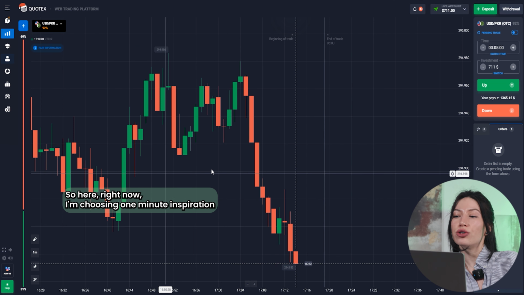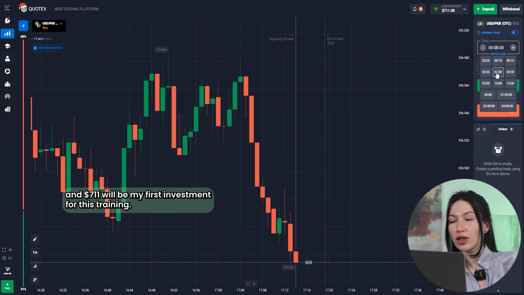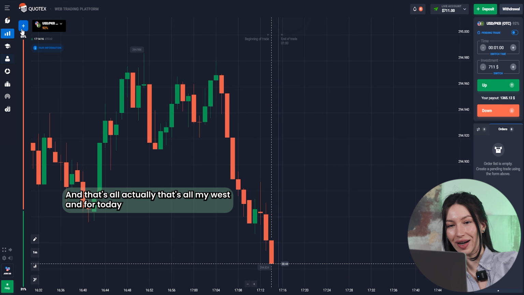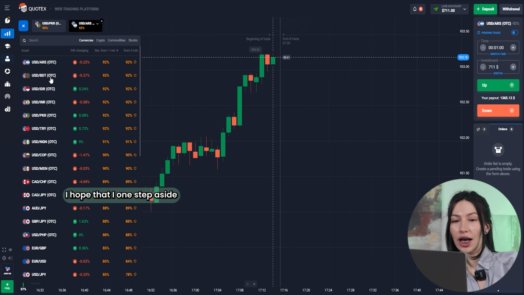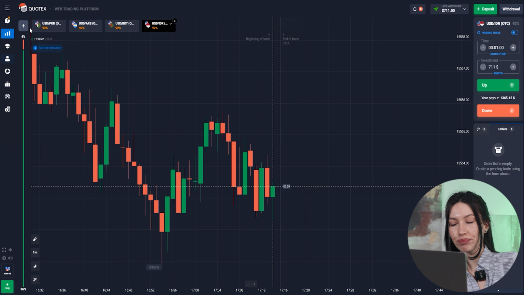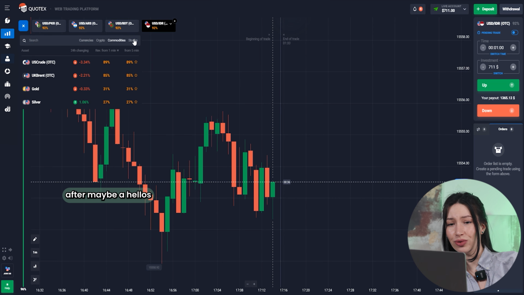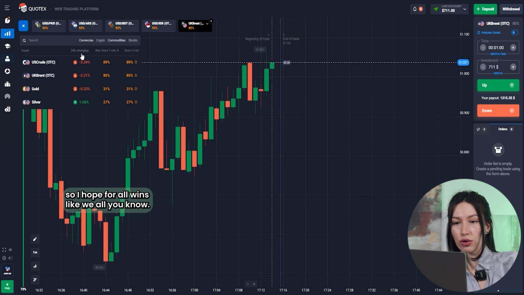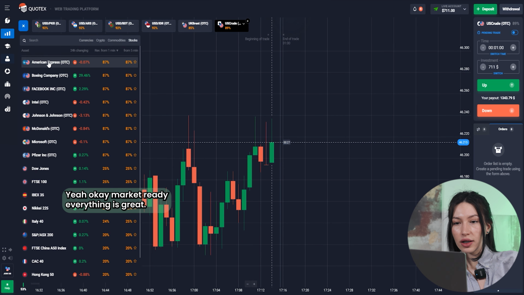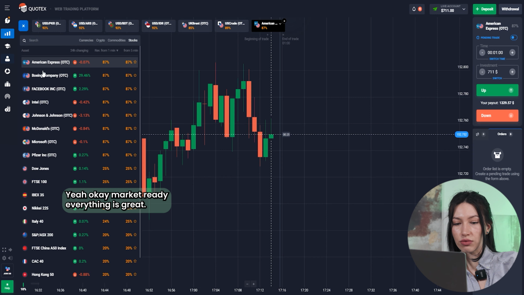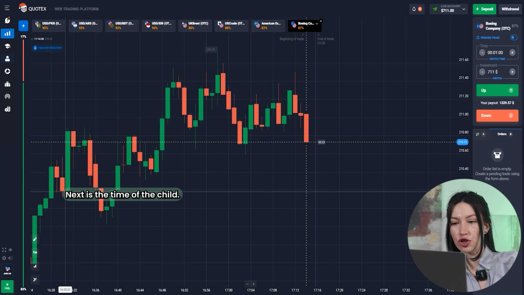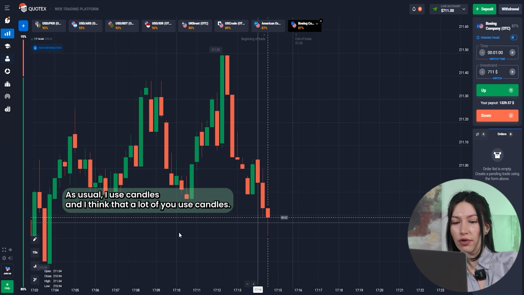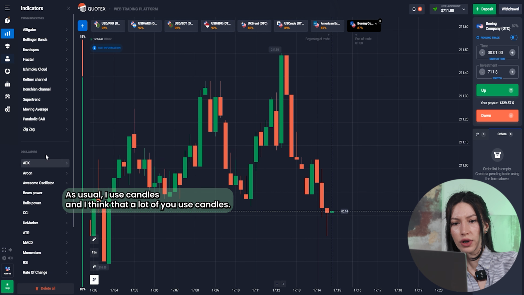So here right now I'm choosing 1 minute time expiration, and $711 will be my first investment for this trading, and that's actually all my investment for today. I hope that I won't lose the deposit. I hope for all wins, like we all do. Okay, market is ready, everything is great. Next is the time of the chart, 15 seconds. What about type? As usual I use candles, and I think that a lot of you use candles actually.